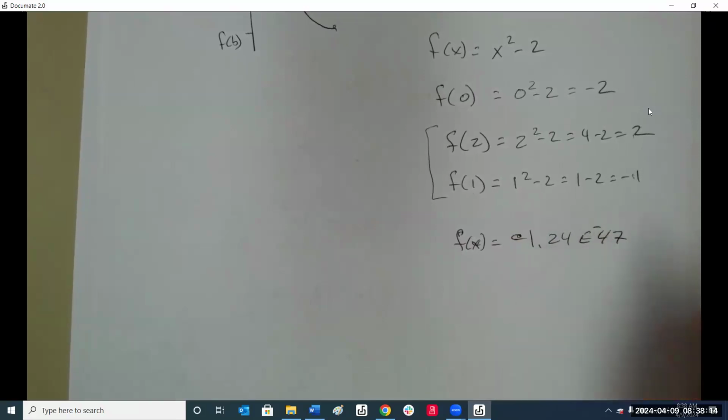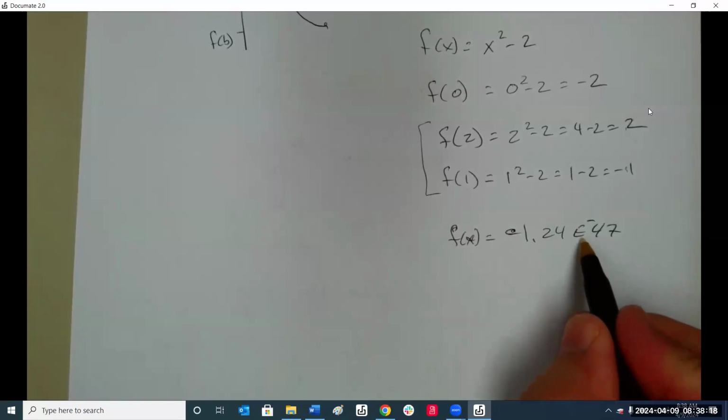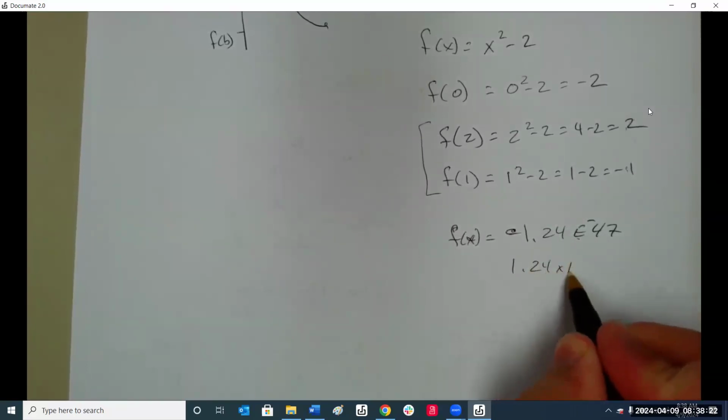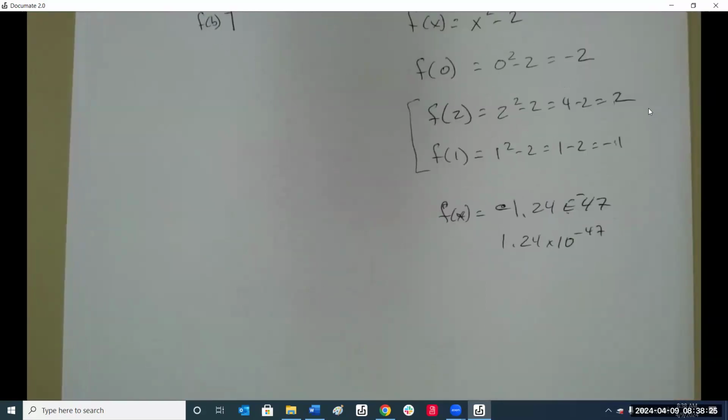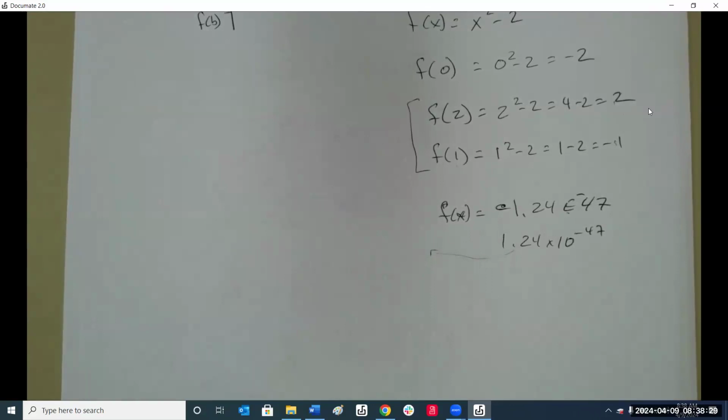Or e to the -47th. It's even smaller. So what this means is this is the exponential. So we have 1.24 times 10 to the -47, which means the decimal place moves 47 places that way, 46 zeros, which means that's very, very close to 0. So close that we'll take it, we'll buy that.